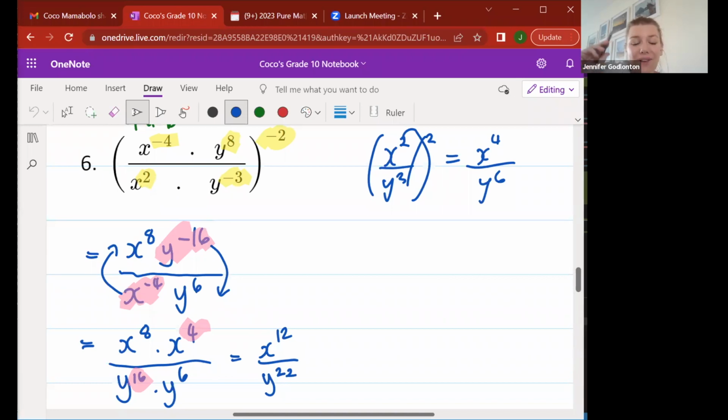Yeah, so Nwazi, if you have negative exponents, you just need to flip them. If it's a numerator, it needs to move down, and if it's a denominator, it needs to move up.